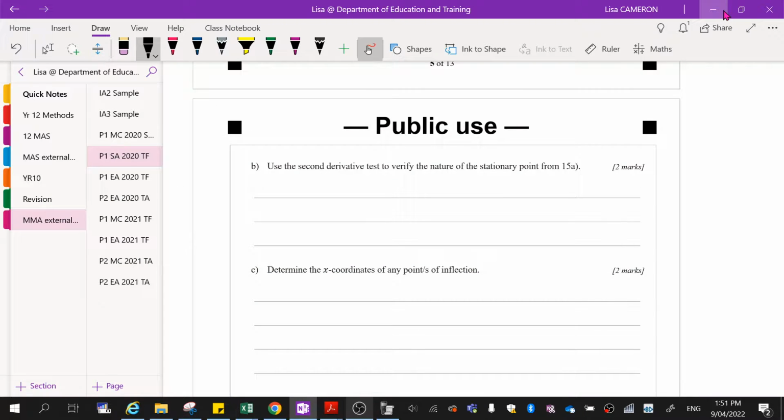Okay, so now we're going to use the second derivative to verify the nature of the stationary point from 15a. So we're going to plug it in. Into the second derivative, we're going to put in that point 2. Now, what it should tell us, if it's an unhappy face, meaning it goes to a maximum, it should give me a negative answer. If it's a happy face, going to a minimum, it should give me a positive. If it's a stationary point of inflection, it will be inconclusive at that point. So that's what we're testing for.